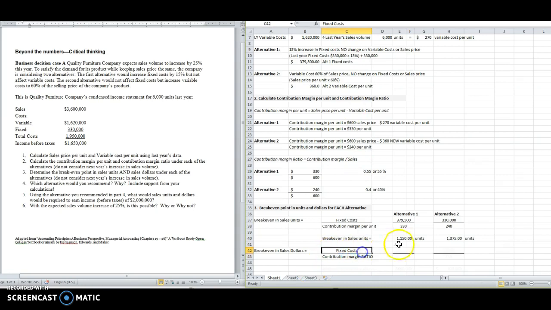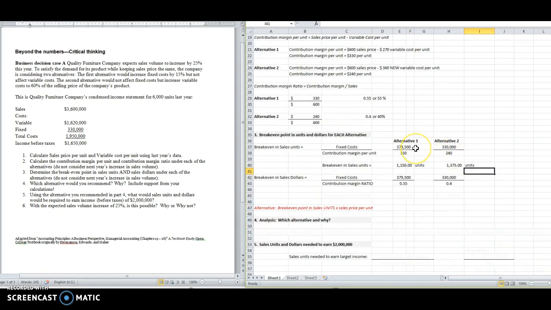We're going to repeat the process for our break-even in sales dollars. That is calculated as fixed costs divided by the contribution margin ratio. The contribution margin ratio we also calculated in part 2. It was 0.55 or 55% for alternative 1 and 0.4 or 40% for alternative 2. Our fixed costs are going to be the same that we reported in the break-even in sales units. So to get our break-even in sales dollars, we need $690,000 under alternative 1 and $825,000 in alternative 2.